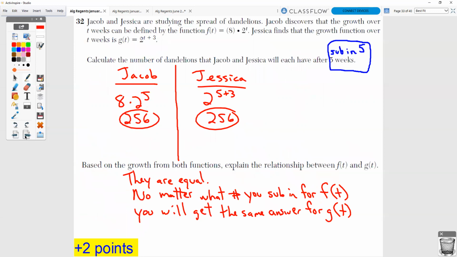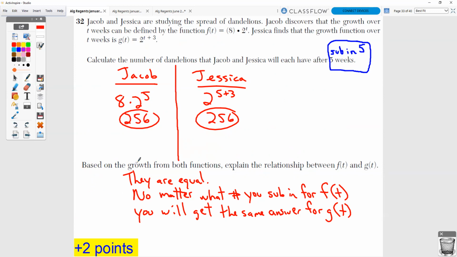In question number 32, another 2-point question, we have Jacob and Jessica, and they come up with equations for growth of dandelions. Jacob has this equation. Jessica has this equation. It says calculate the number of dandelions that Jacob and Jessica will each have after 5 weeks. So we want to sub 5 into this equation and sub 5 into this equation. When we do that, we get that both Jacob and Jessica each have 256. You have to show it for each one individually.